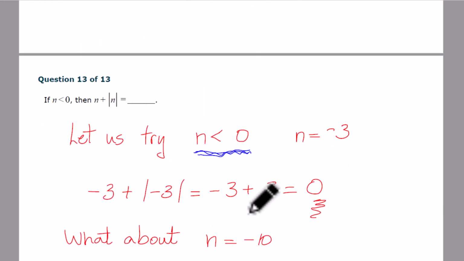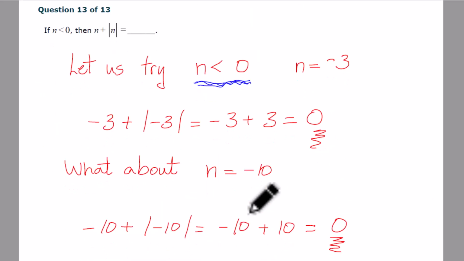All right, in question 13 here, they say if n is less than 0, well, what happens to this thing? I don't know, that seems rather confusing. So let me pick a few numbers. I'm going to pick n equal to minus 3. That is less than 0, so let's see what happens. Minus 3 plus the absolute value of minus 3. That's minus 3 plus 3, and I get 0.